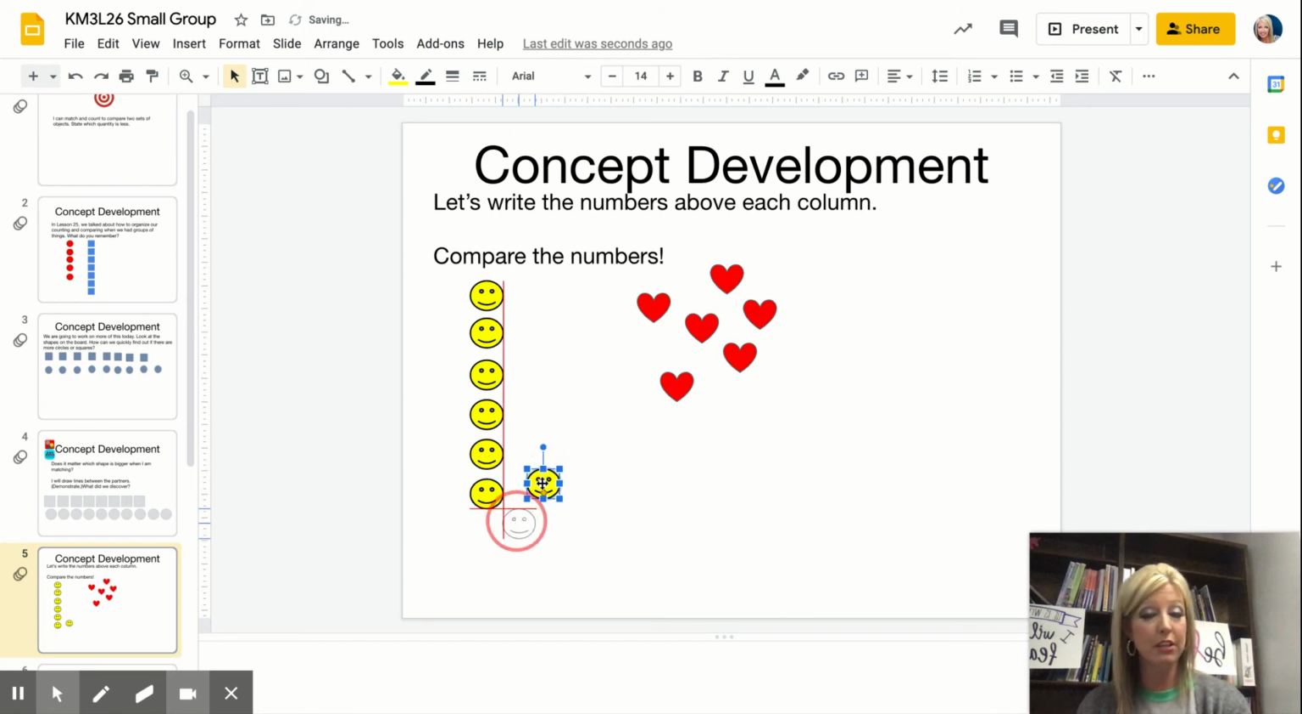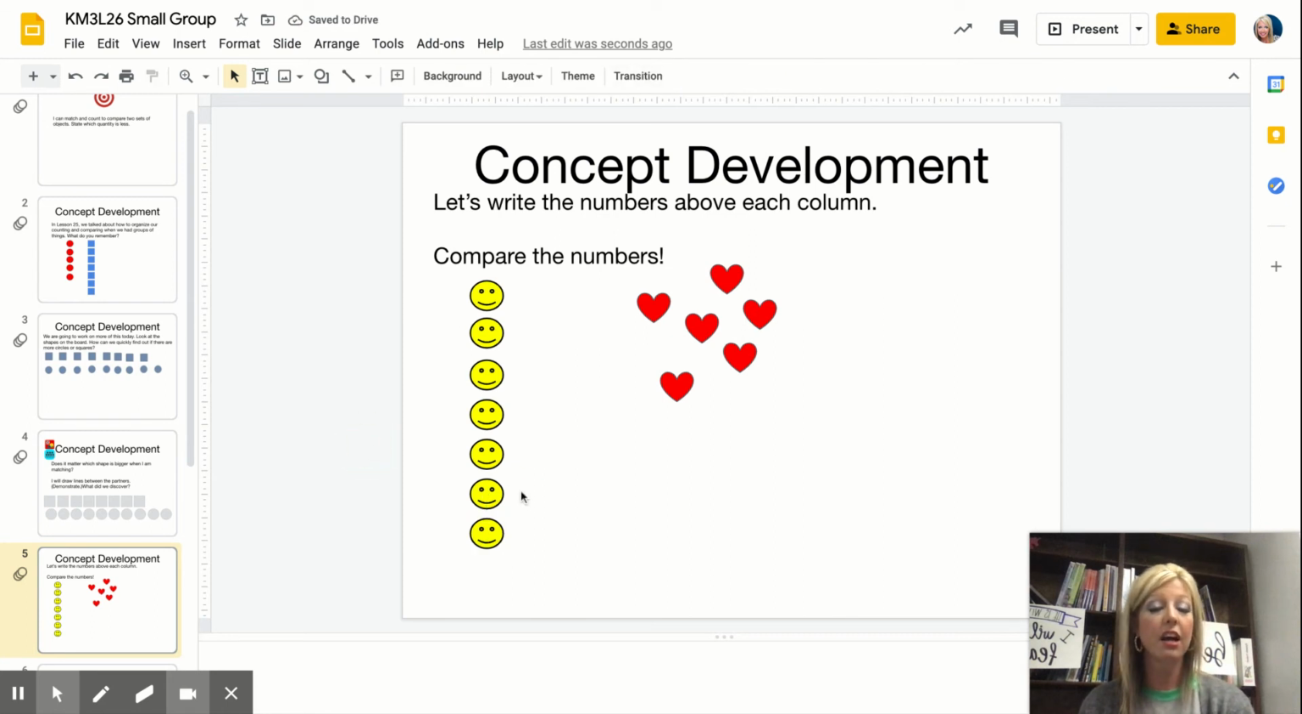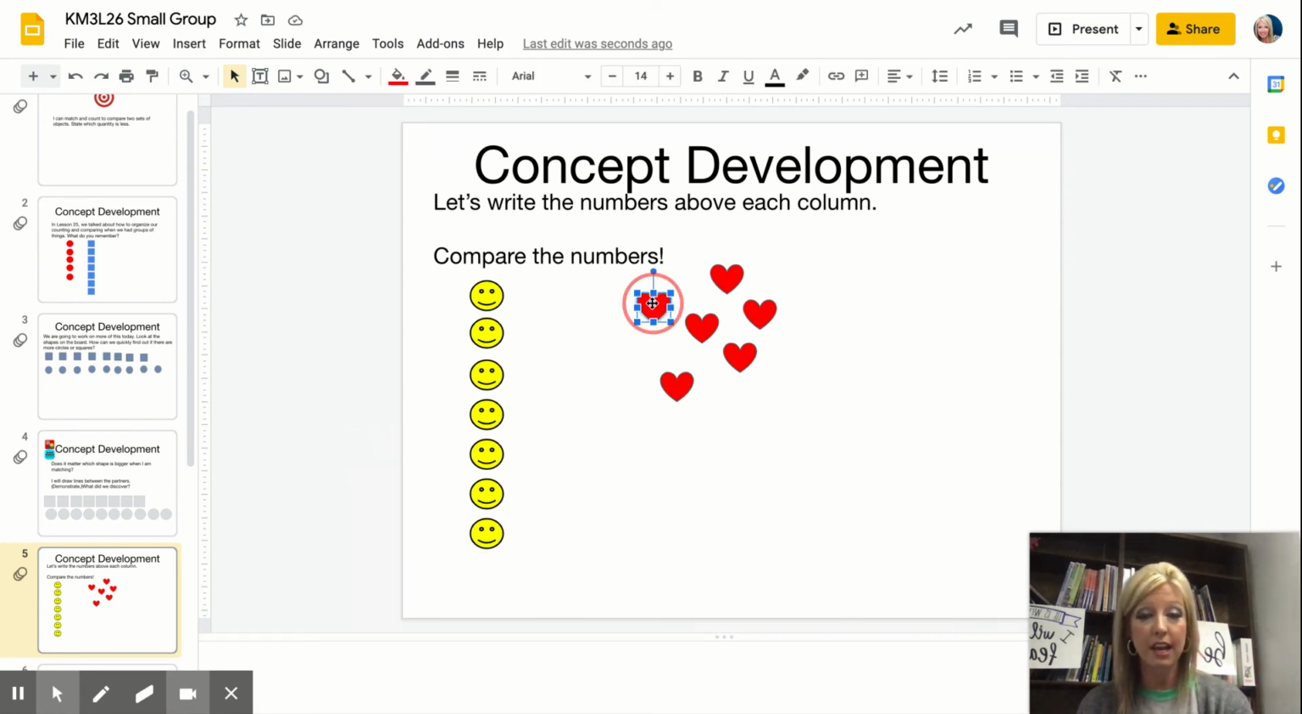So I'm taking my jumbled up smiley faces and I'm putting them into a, what's that big kid word? Not up and down. A column. Very good. Now I want to take my hearts, and for each smiley face, I want to give it a heart. And I'm also arranging these hearts in a column. Very good.